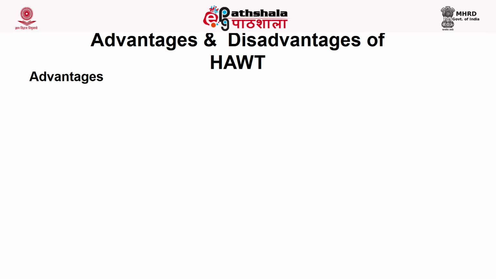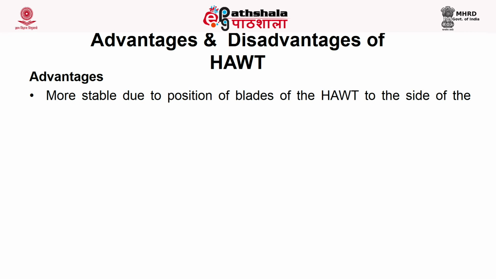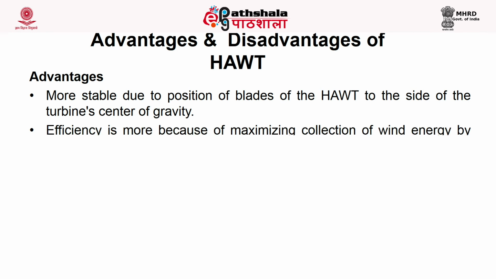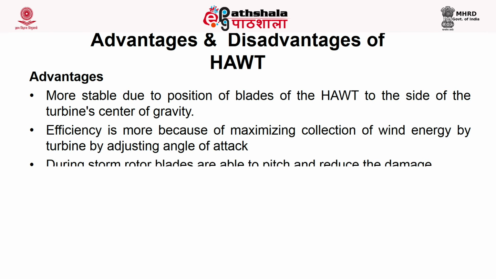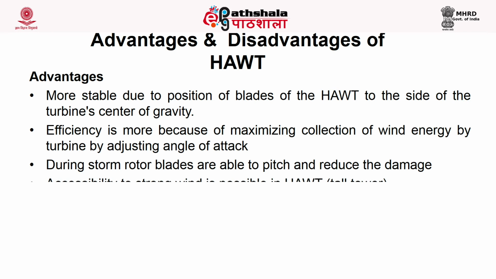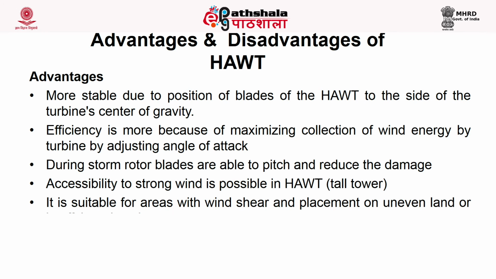Coming to the advantages and disadvantages of this horizontal axis wind turbine. It is more stable due to the position of the blades to the side of the turbine center of gravity. Efficiency is higher because of maximizing the collection of wind energy by adjusting the angle of attack. During a storm, rotor blades are able to pitch and reduce damage. Access to strong wind is also possible in this turbine. It is suitable for areas with wind shear and placement on uneven land or in offshore locations.